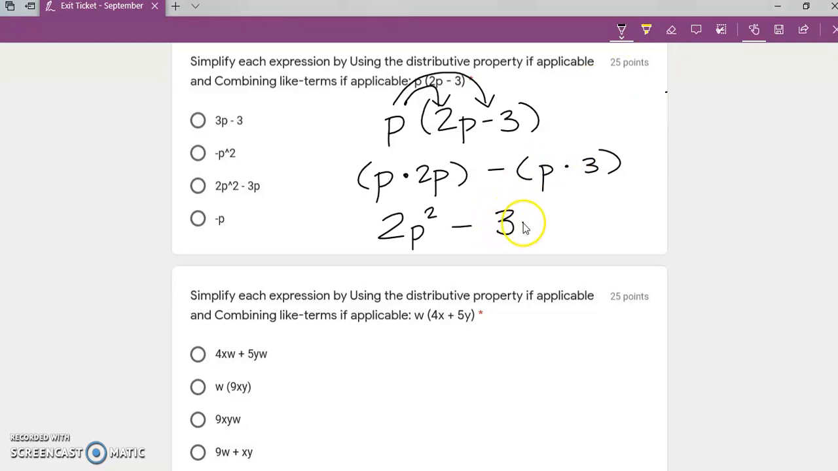So it's 3p, and we have the negative sign right here, because a positive p times a negative 3 equals negative 3p. So again, C would be our answer. 2p with a little arrow up means to the exponent 2 minus 3p.